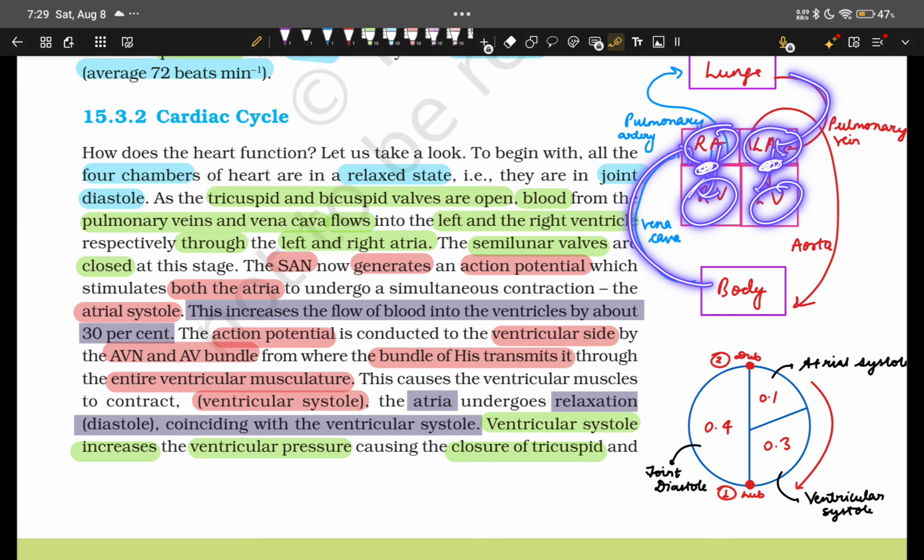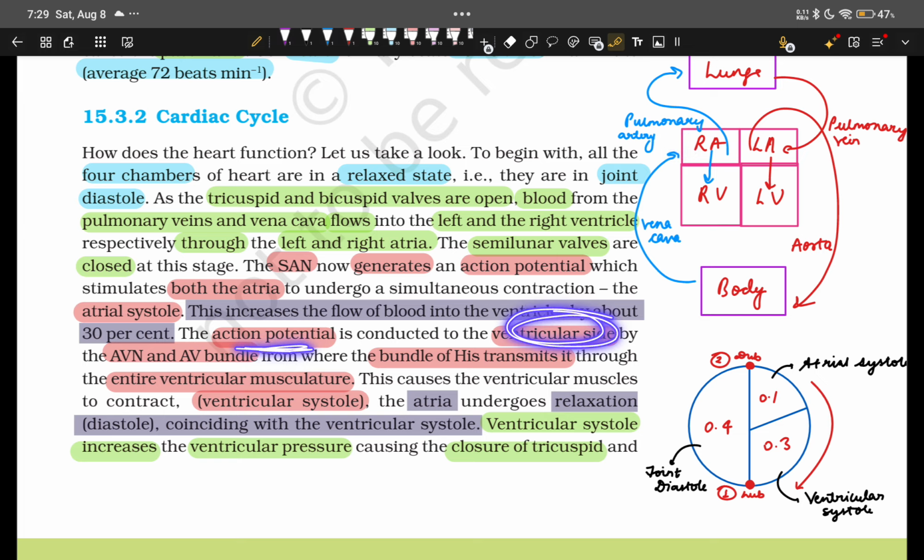Tricuspid and bicuspid valves are open, semilunar valves are closed. However, this blood flow has been increased by 30%. Now what will happen is that this action potential was generated by the SA node, which is present in the upper right corner of the right atrium, right? Action potential generated.